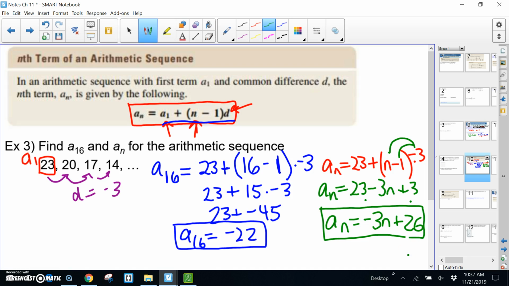All right, this is an explicit equation, and it's kind of nice because you could just plug in an n number to find any term. If I wanted to find the 16th term now, I could just plug in 16 for that n right there, and you should get that answer. Okay, if I wanted to find the 99th term, I'd plug in 99 and so on and so on.